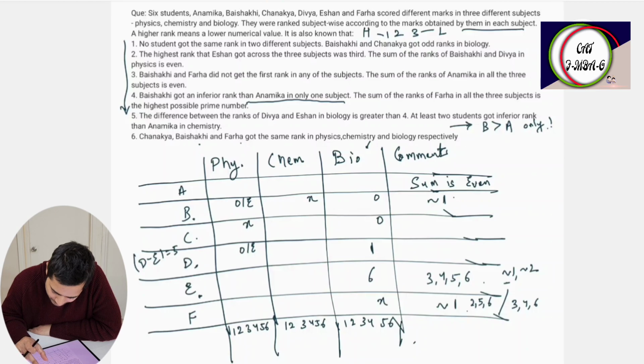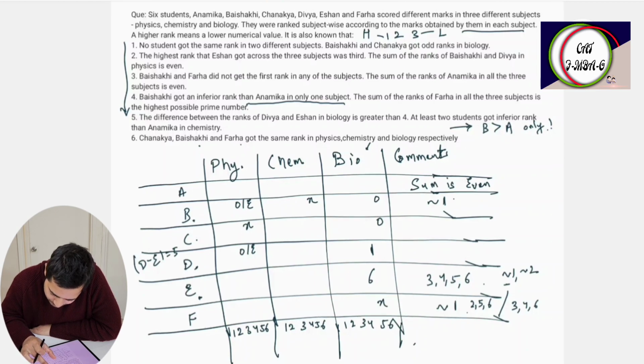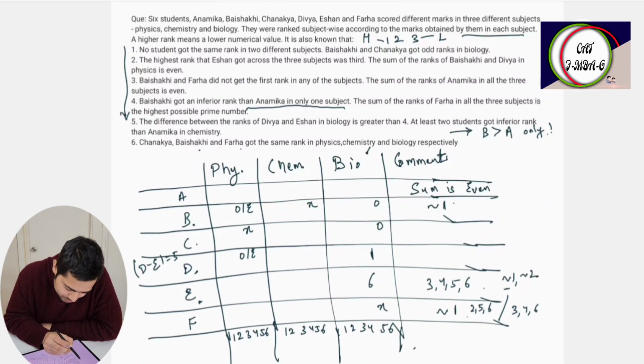Now, am I missing something? Let me recheck the number 1. No student got the same rank in two different subjects. Baisakhi and Chanakya got odd rank in biology. The highest rank that Ishan got across the three subjects was third. The sum of the ranks of B and D in physics is even. Done.